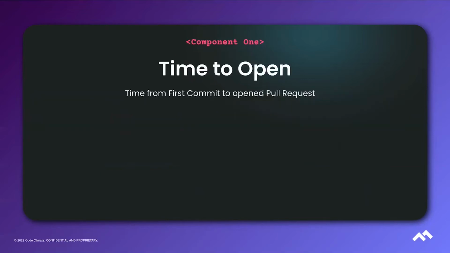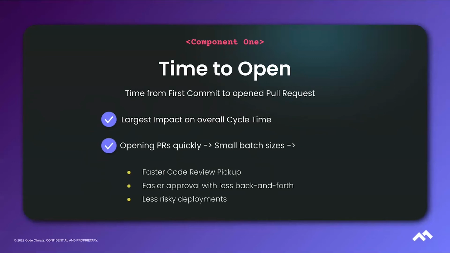But let's dive in and start talking about the first component, time to open. Time to open has the largest impact on the overall cycle time. Focusing on improving time to open first will positively impact the review process and the cycle time holistically. We do this by pushing small batches and opening PRs quickly, which allows the PR to be picked up quicker, also allows the review to be more in-depth, and allows us to have less risky deployments.